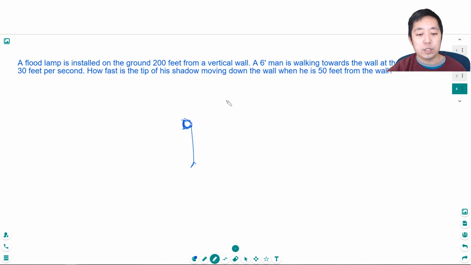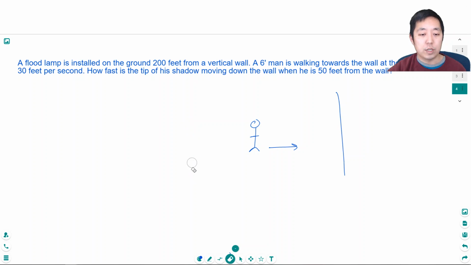Well, let me try to get an understanding. A 6-foot man is walking towards the wall at a rate of 30 feet per second. So I got some guy. He's walking towards a wall. And how fast is the tip of his shadow moving down the wall when he's 50 feet from the wall? Interesting.